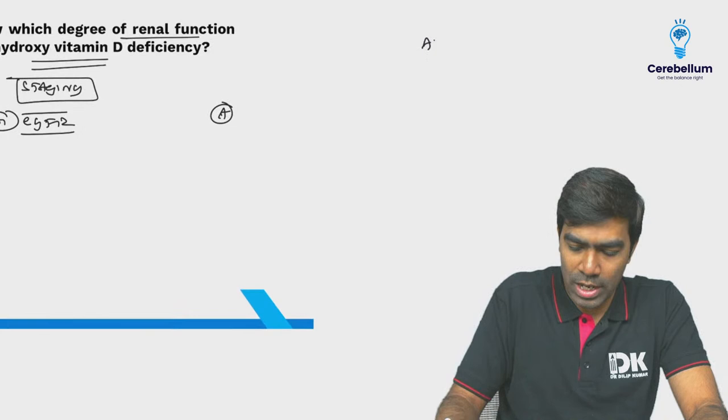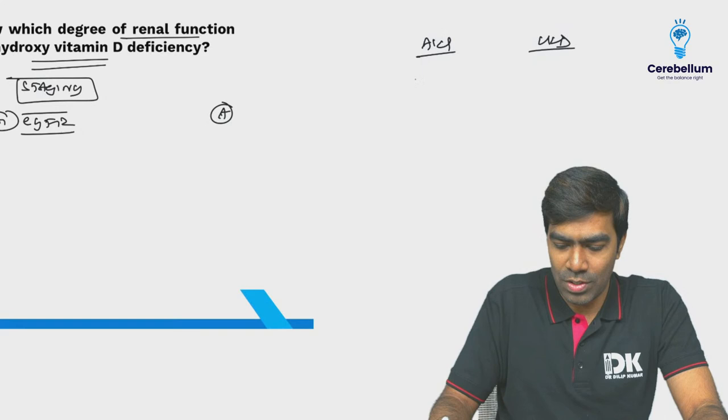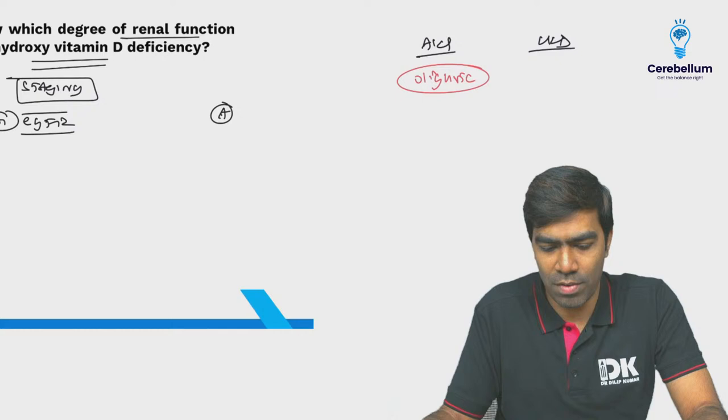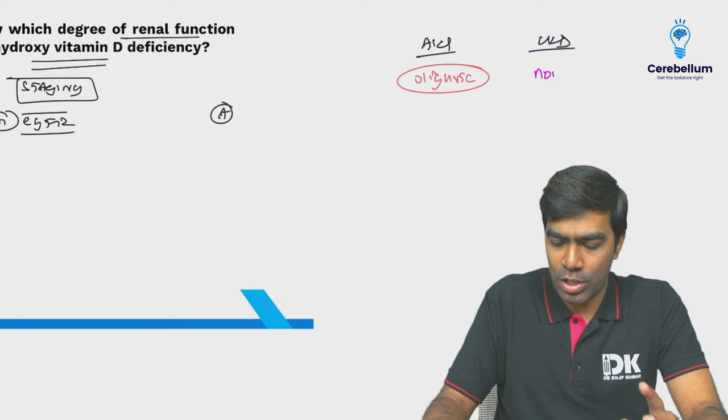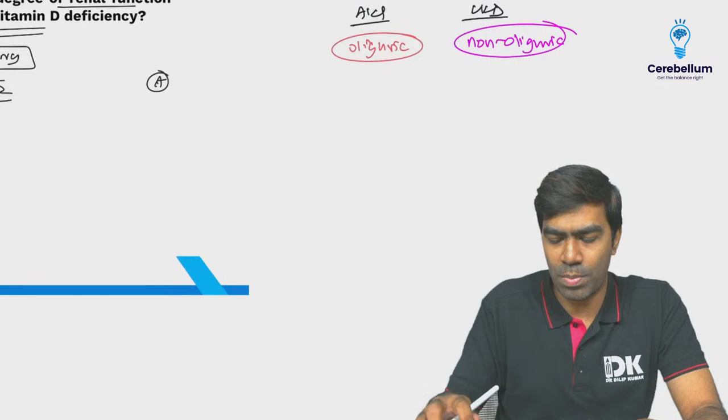In acute kidney injury, patients will be oliguric. That's a very important finding. Even though there are some non-oliguric AKI, one of the most important findings of acute kidney injury is oliguria. In CKD, patients will be non-oliguric. That's a very important point again. There won't be oliguria. The urine output will be at least more than 400 ml per day or 500 ml per day.